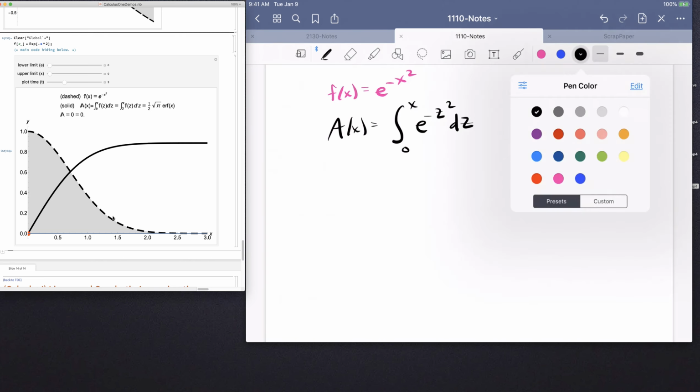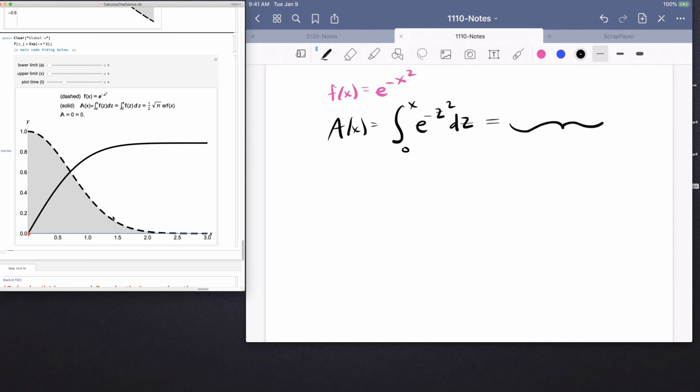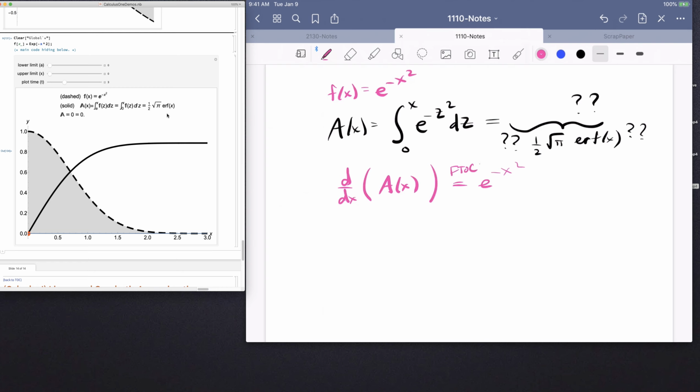Now, what we won't be able to do is know what that area function is as a function. We can see here with the computer that it turns out to be 1 over square root of pi ERF, something called the error function. And that is kind of a mystery what that function is. But if we acknowledge that we don't really want to know exactly what the area function is, but what is the derivative of the area function, then we will get e to the negative x squared according to the fundamental theorem of calculus part 1.